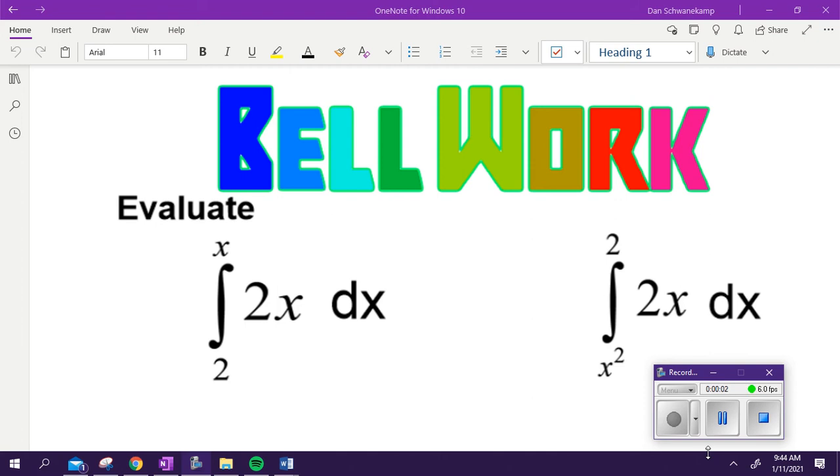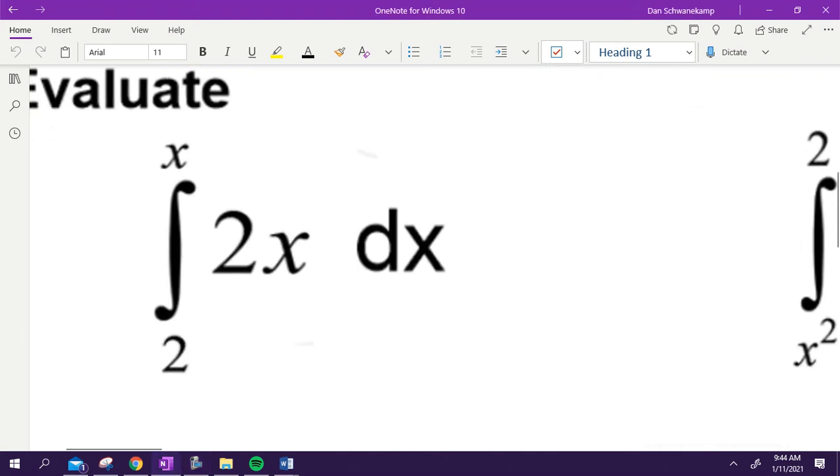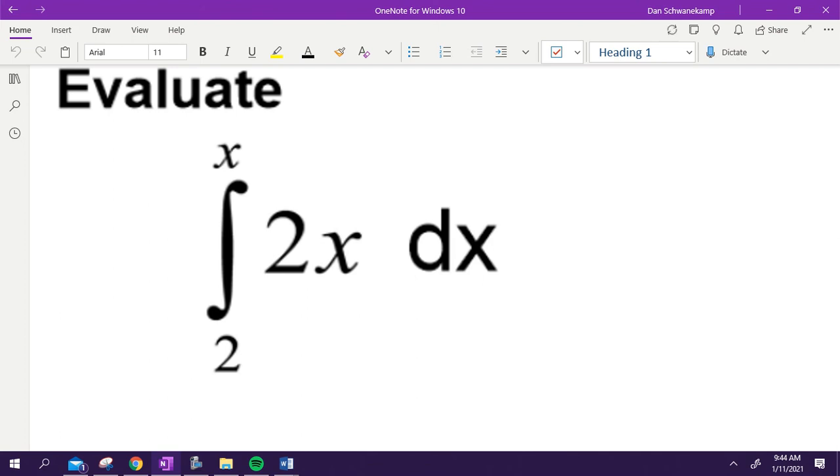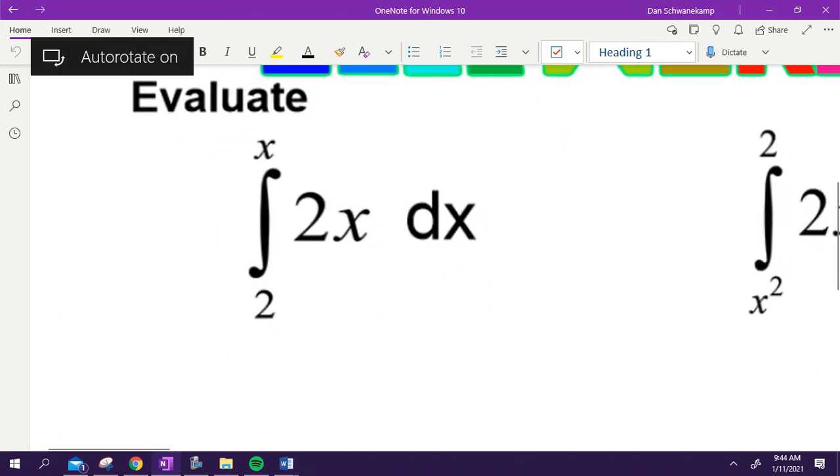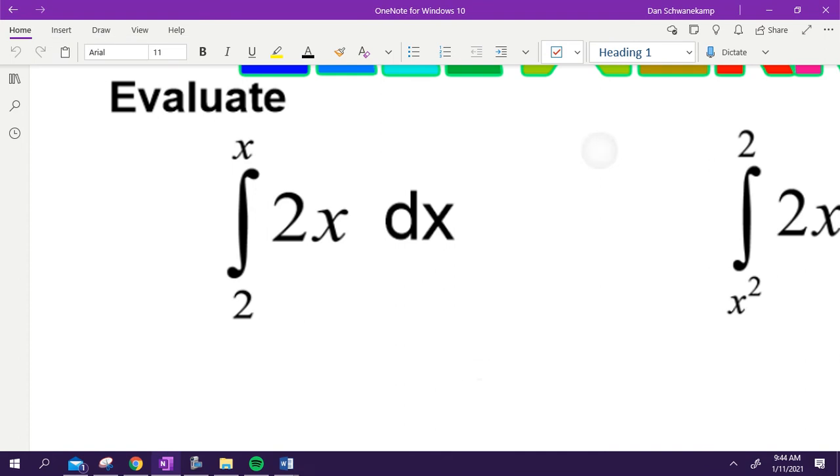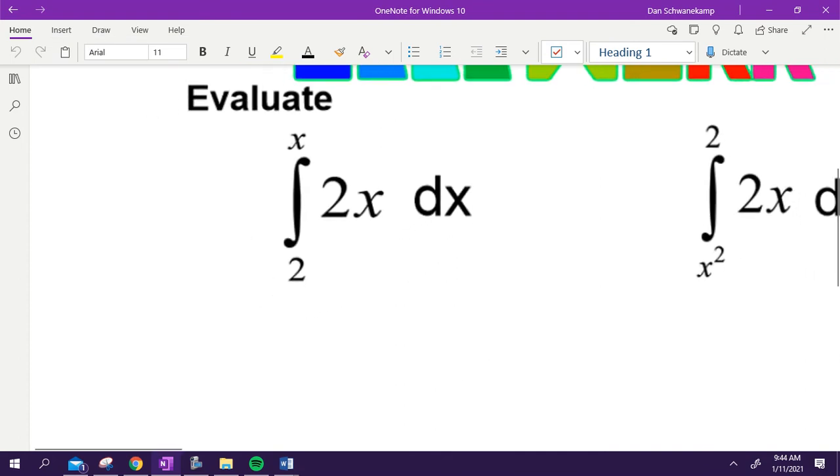All right, today we are doing FTC part 2. We did part of it on Friday. Today, same concept, slightly different. Okay, let's look at it. We're evaluating the integral from 2 to x, 2x dx. It looks a little weird, but our rule's still the same.